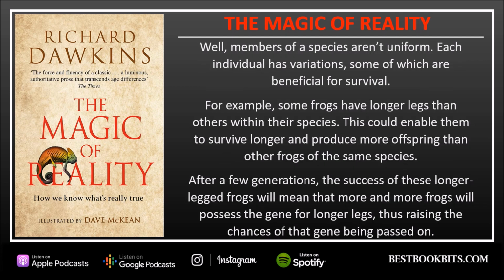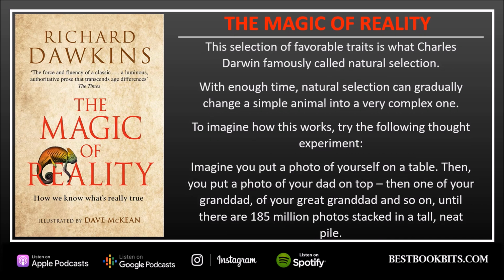Well, members of a species aren't uniform. Each individual has variations, some of which are beneficial for survival. For example, some frogs have longer legs than others within their species. This could enable them to survive longer and produce more offspring than other frogs of the same species. After a few generations, the success of these longer-legged frogs will mean that more and more frogs will possess the gene for longer legs, thus raising the chances of the gene being passed on. This selection of favourable traits is what Charles Darwin famously called natural selection. With enough time, natural selection can gradually change a simple animal into a very complex one.